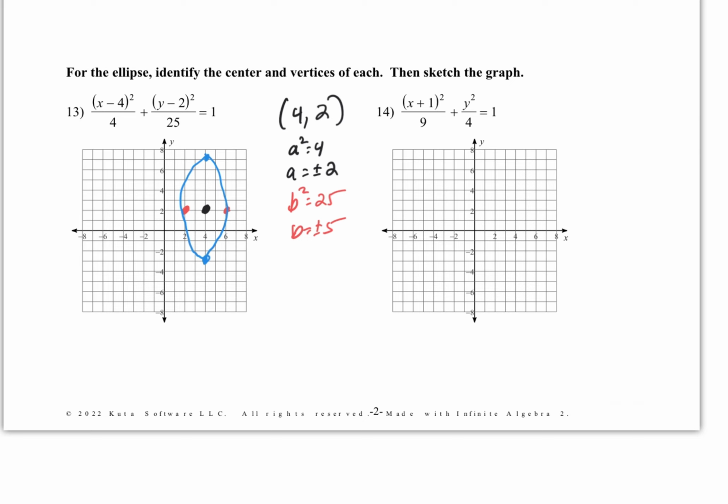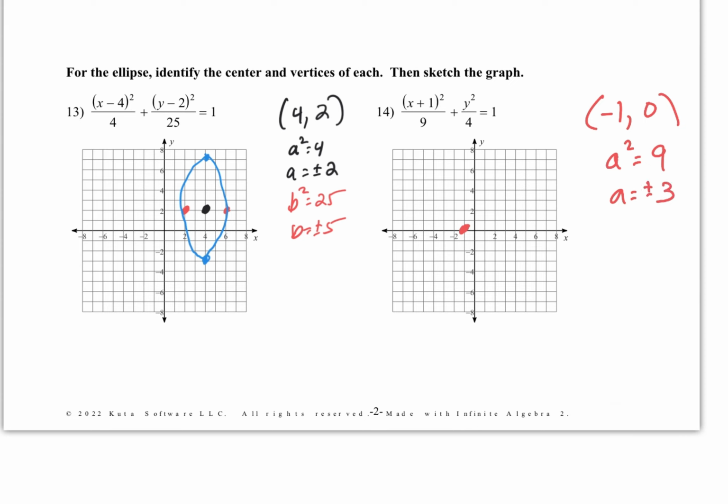Okay, so we find the center. Again, center is at negative 1 and 0. Opposite of what's inside the parentheses. So negative 1, 0, we put a dot there. The value underneath the x value is our a squared. So a squared is 9, but we need the a value. So a is equal to the square root of that, which is plus or minus 3.